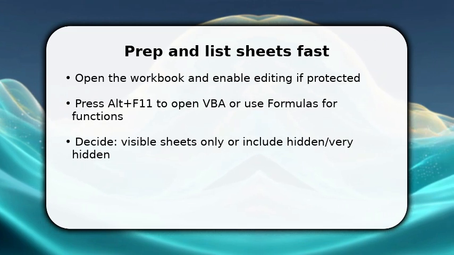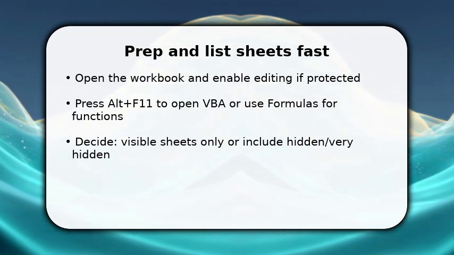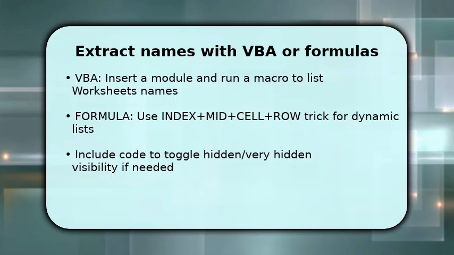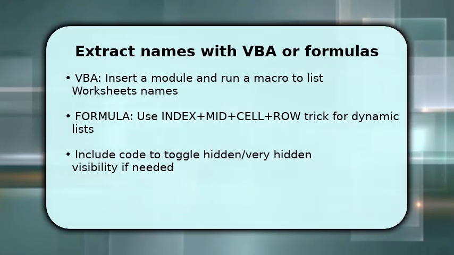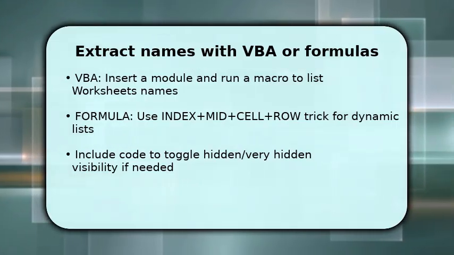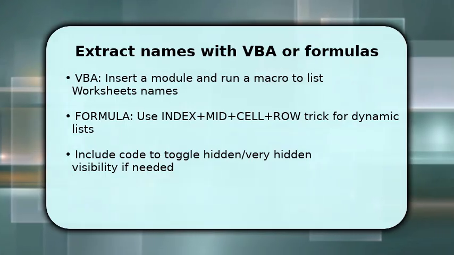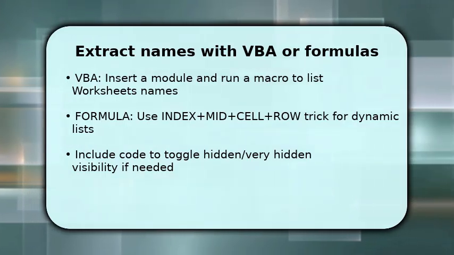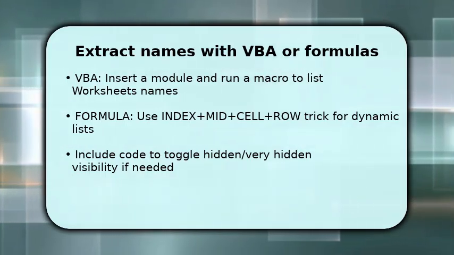You can extract names quickly with a short VBA macro. Insert a module, loop worksheets, and write names to a list range. This captures all sheets including hidden ones when coded. Once done, you can add code to unhide very hidden sheets temporarily if needed.